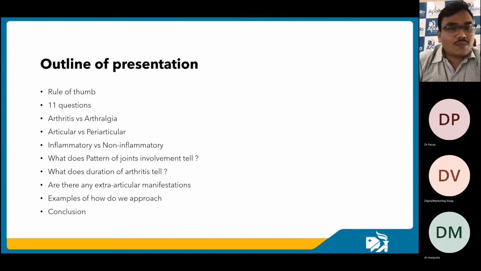We'll discuss what the pattern of joint involvement tells us, the interpretation of duration of arthritis, and the association with other extra-articular manifestations. How do we approach an arthritis based on these extra-articular manifestations? We'll be discussing that. At the end we'll see a few examples of how we usually approach a case of arthritis, and we conclude with that.